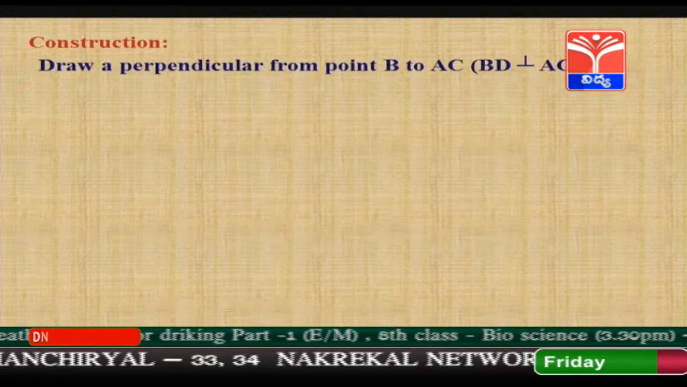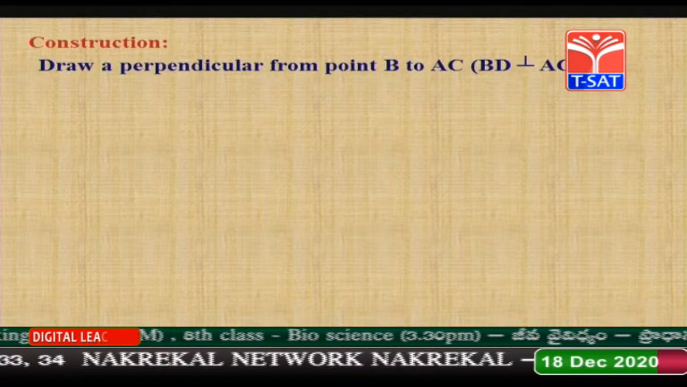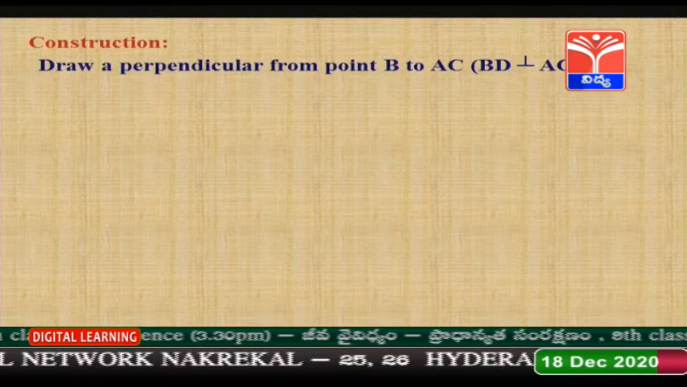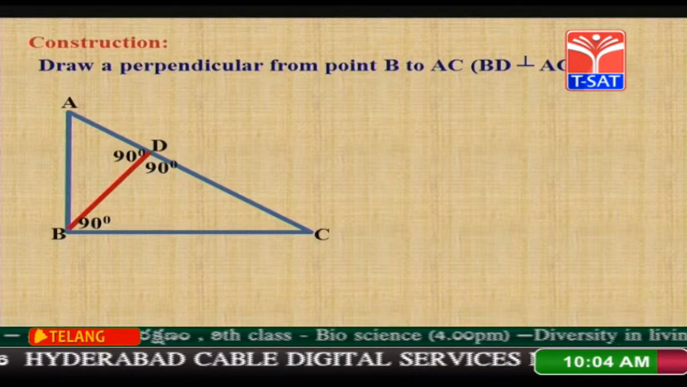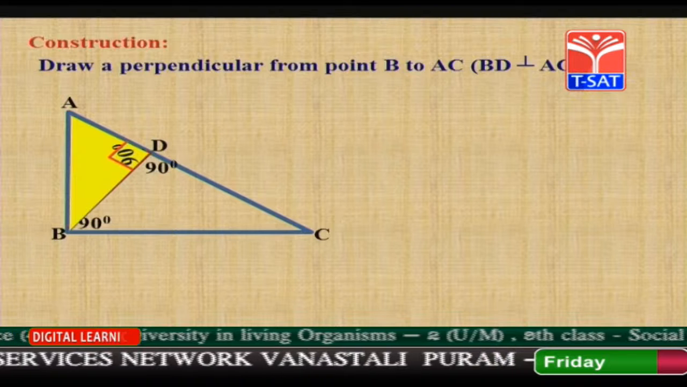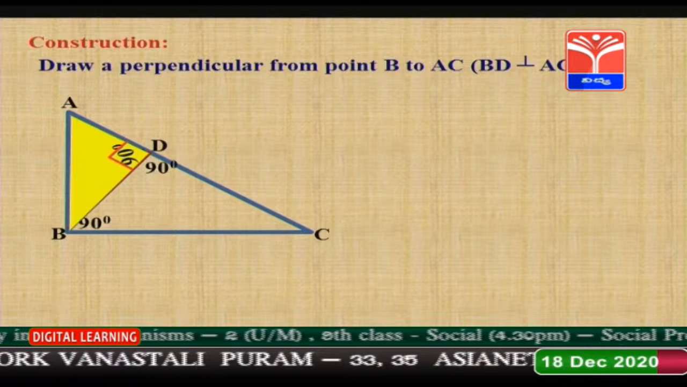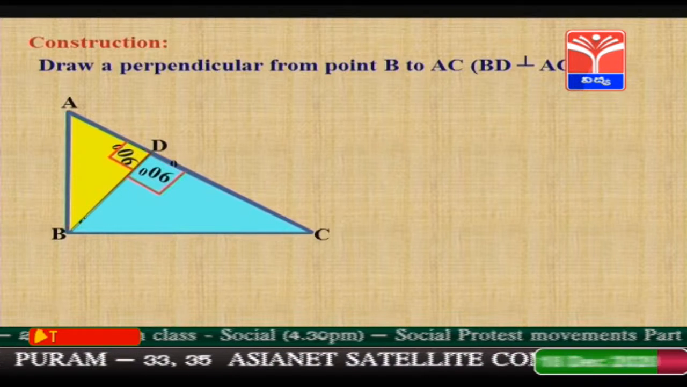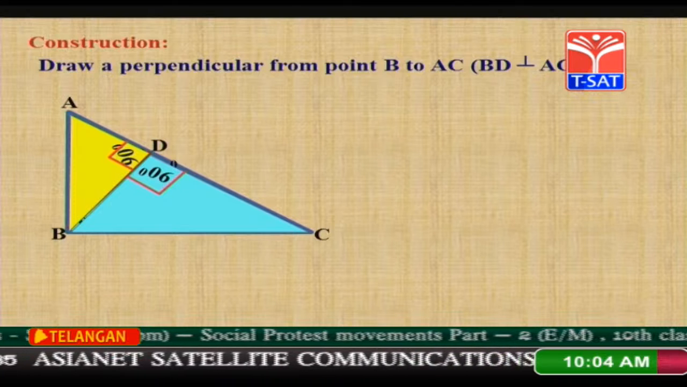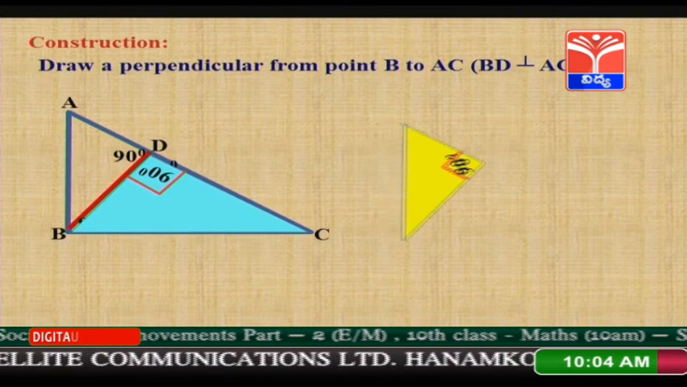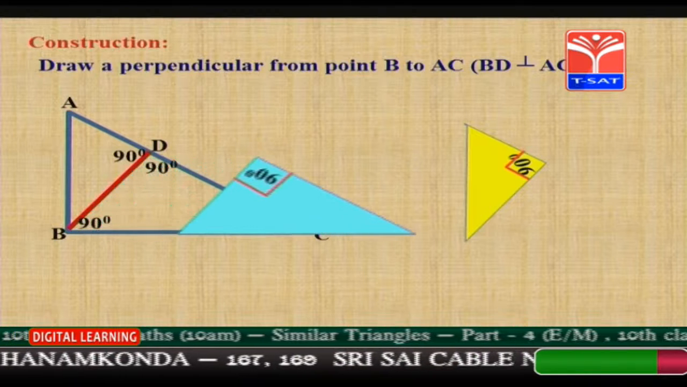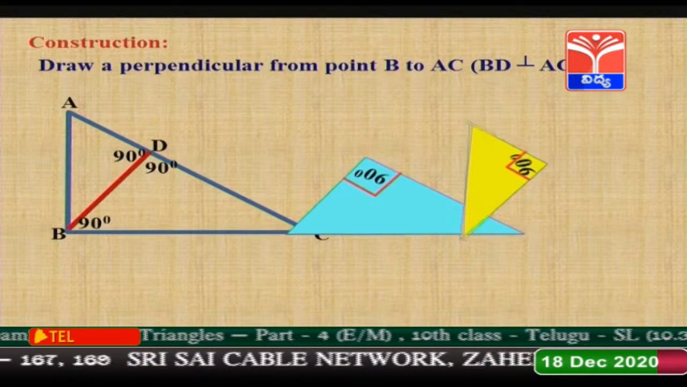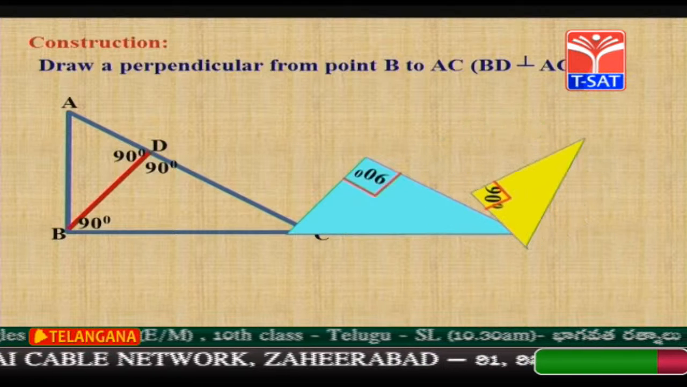Now, the construction I am taking up: draw a perpendicular from point B to AC such that BD is perpendicular to AC. Now, I have drawn a perpendicular BD to AC and it divided the entire triangle ABC into two triangles, and I am just separating this triangle and representing it here as it was the mother.